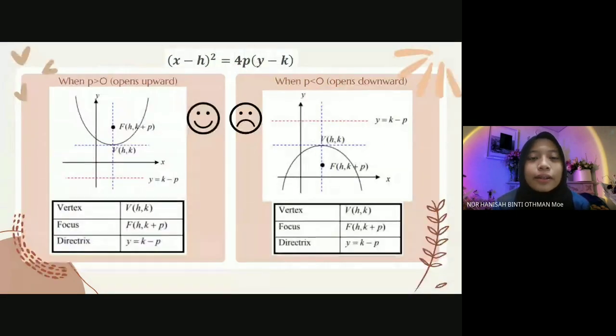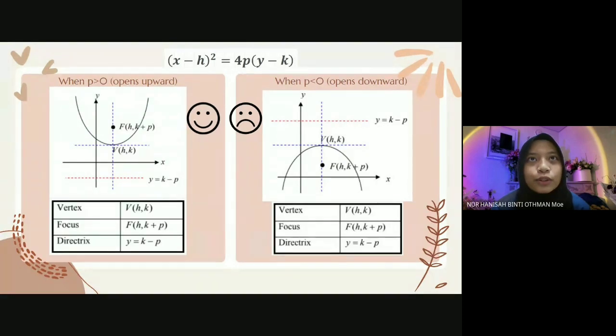The next equation is (x − h)² = 4p(y − k). When p is greater than 0, it will open upwards. The vertex is V(h, k), the focus is (h, k + p), and the directrix is y = k − p. This is different from before: previously the focus was (h + p, k) and now it is (h, k + p), and previously the directrix was x = h − p, while for this formula it is y = k − p.